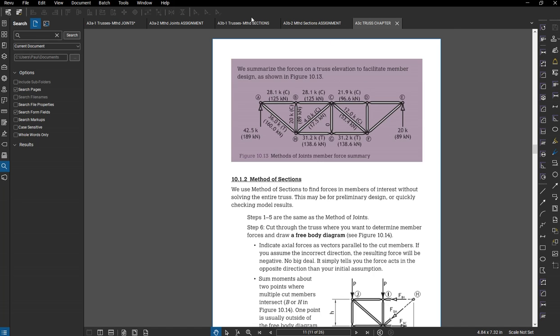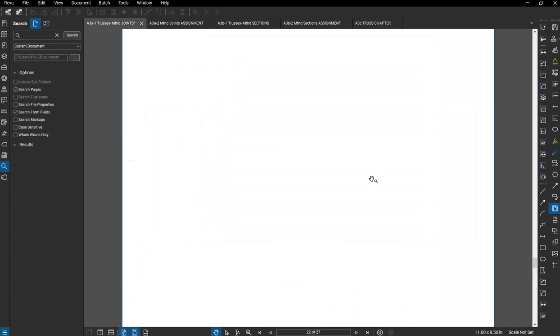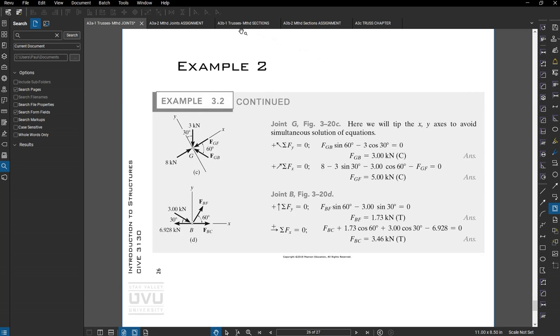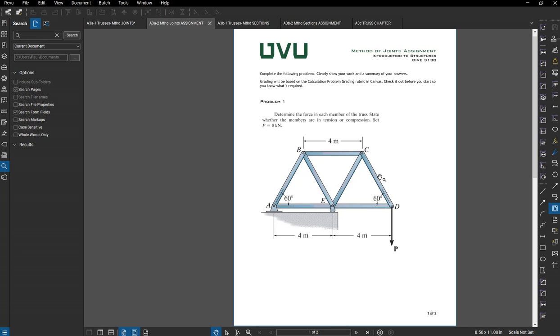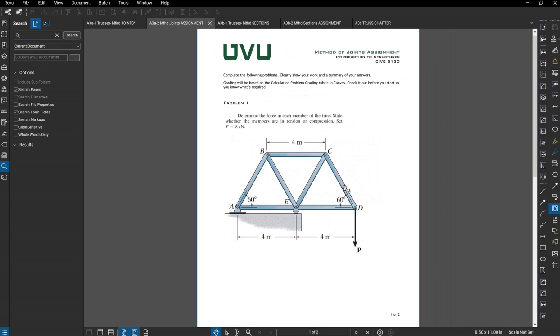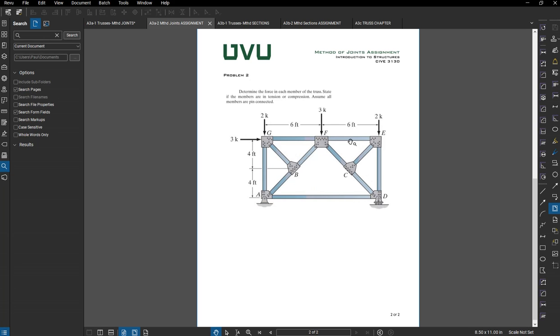There are examples, 2 examples in the PowerPoint, and briefly, this is your assignment. You'll analyze this truss, finding the forces at each member. And same with this, you'll find the forces at each member.